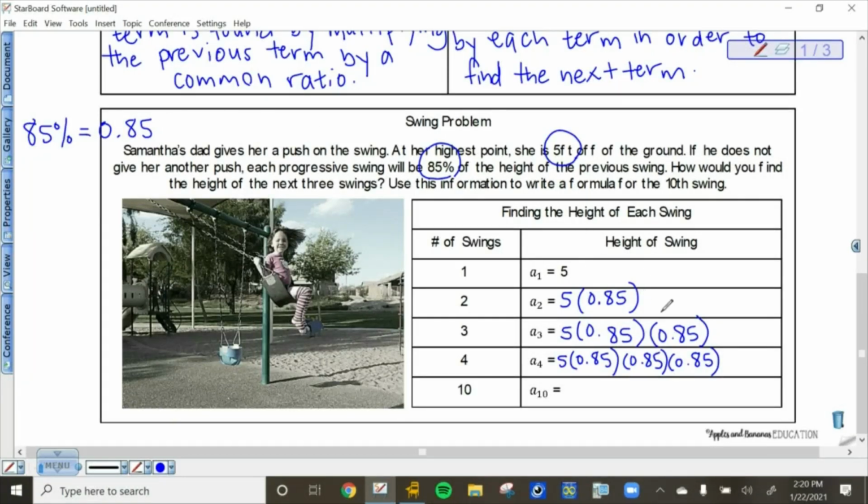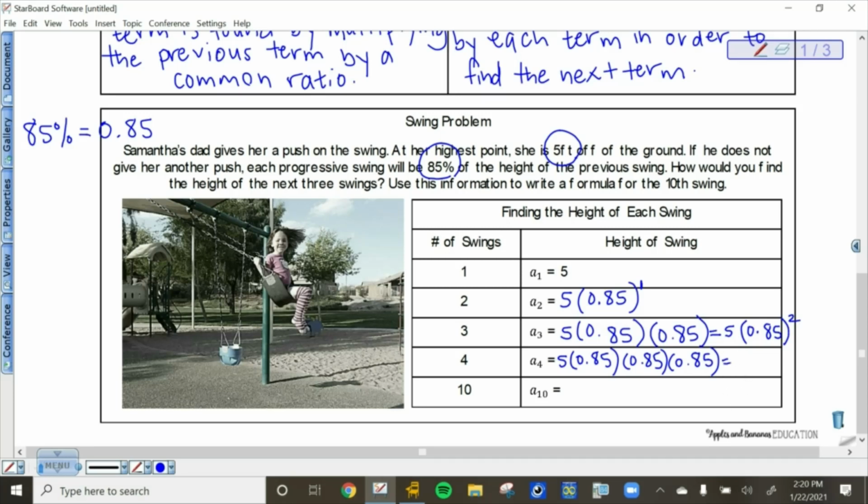Let's simplify this a little bit so we can better see the pattern. So this is going to be 5 times 0.85, and there's just one 0.85, so that's just to the first power. How could I rewrite this for the third term using exponents? Yeah, it'd be 0.85 squared. Good. We saw that yesterday.